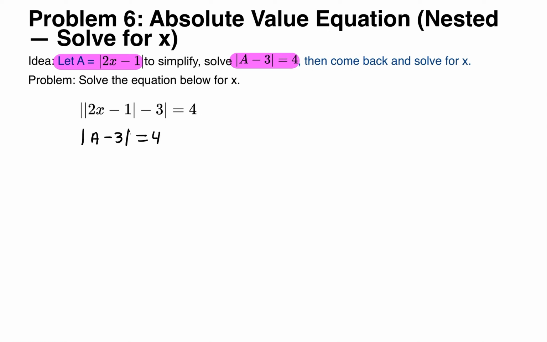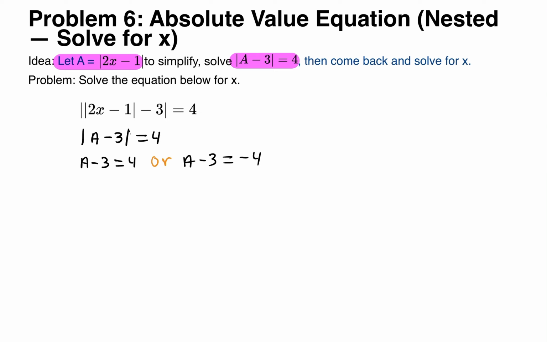Now, what this tells us, the absolute value of a minus 3 equals 4, is that we have two cases. And that looks like this. A minus 3 equals 4, or a minus 3 equals negative 4. We're going to solve for a.